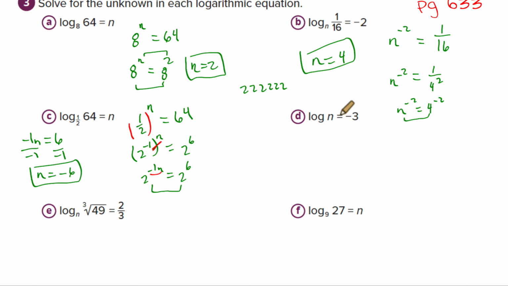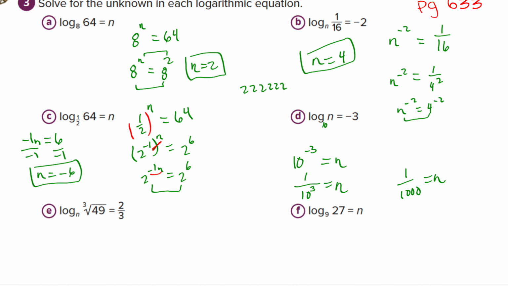Let's try this one. Log of n equals negative 3. If I rewrite this, I know there's a missing 10 there. That's common log. So 10 to the negative 3 has to equal n. Well, here's my exponent rules: 10 to the negative 3 means 1 over 10 to the positive 3. That's what that negative exponent means. That's a common theme in this lesson. So 1 over 10 to the third. 10 to the third power is 1,000. So that equals 1 over 1,000 for n.